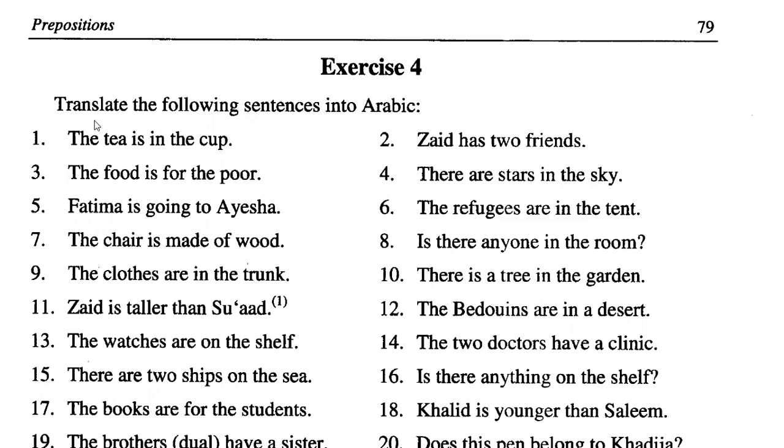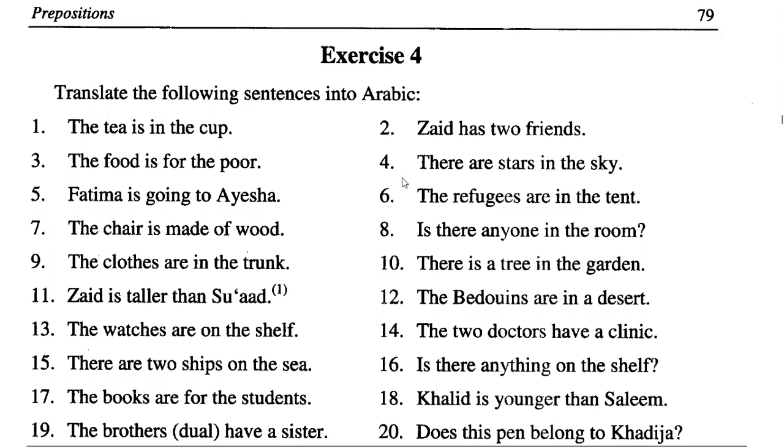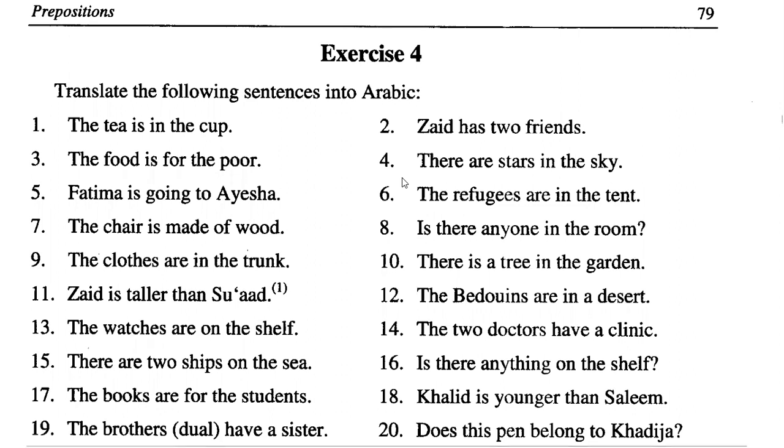So the food is for poor people. We have to use fukara. What is the plural of poor in English language? Poor only. Same. So then we will translate Atamu lil fukara'i. Okay, the food for the poor people. Next. And Najmu Fisamai.